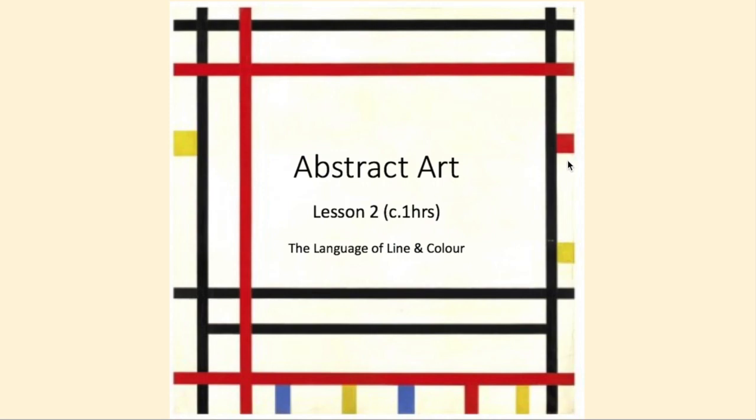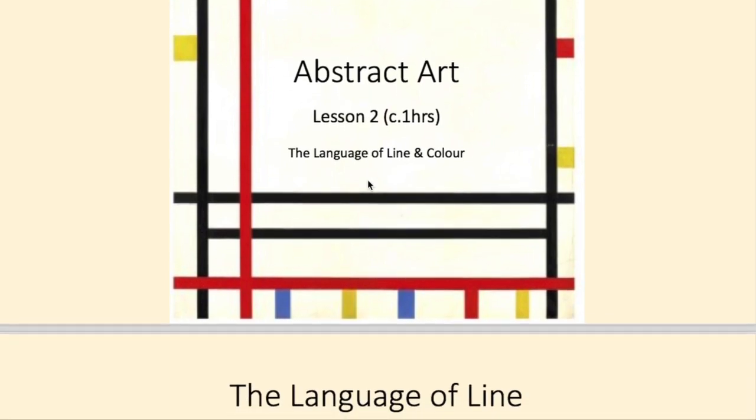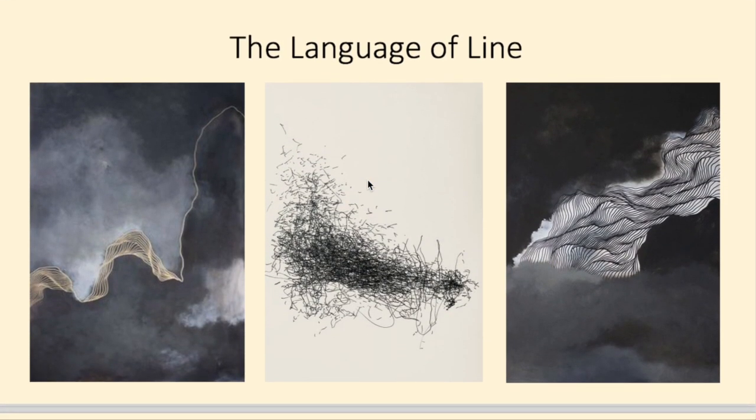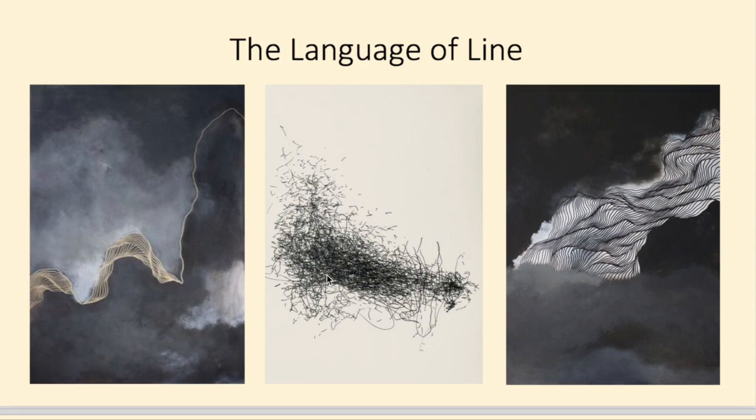This is Abstract Art, Lesson 2, The Language of Line and Colour. I don't know if you've thought about it before when you're looking at drawings or when you're drawing yourself, but there is an expression that is inherent in line. What I wanted to do in this lesson was to really consider, if you look at these pictures, what are these artists thinking about when they've drawn these?